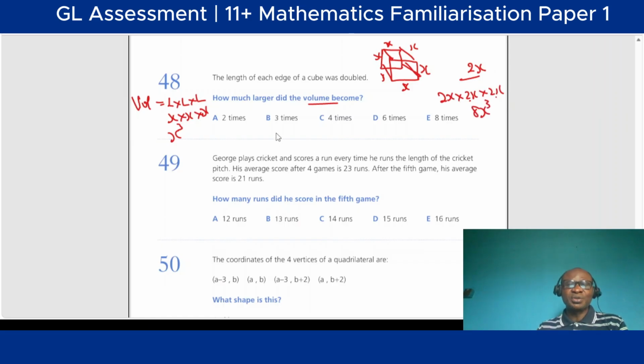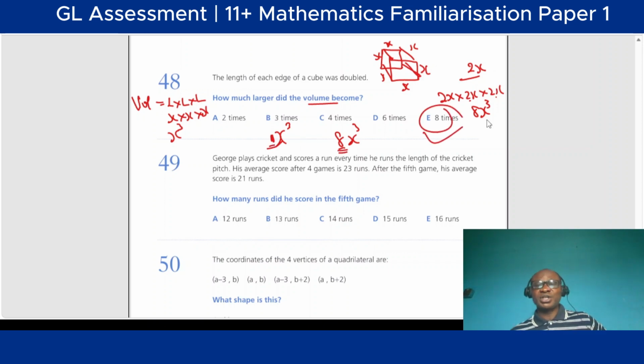So let's compare the two. x cubed and 8x cubed. This has a coefficient of 1 and this has a coefficient of 8. So that is 8 times when it is doubled. Option E.